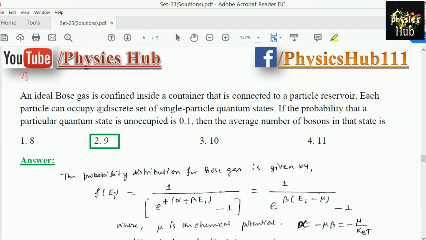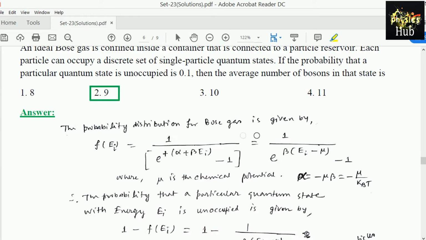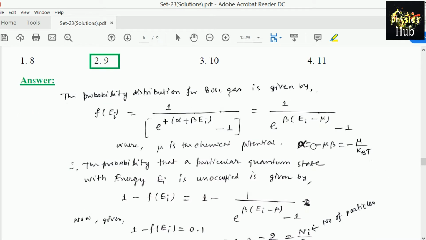Coming to question number 7. An ideal Bose gas is confined inside a container that is connected to a particle reservoir. Each particle can occupy a discrete set of single particle quantum states. If the probability that a particular quantum state is unoccupied is 0.1, then the average number of bosons in that state is. The distribution for a Bose gas is given by f of ei equals 1 by e to the power alpha plus beta ei minus 1. Therefore, you can write it as 1 by e to the power beta times ei minus mu, minus 1, where mu is the chemical potential and alpha equals minus mu beta equals minus mu by kT.